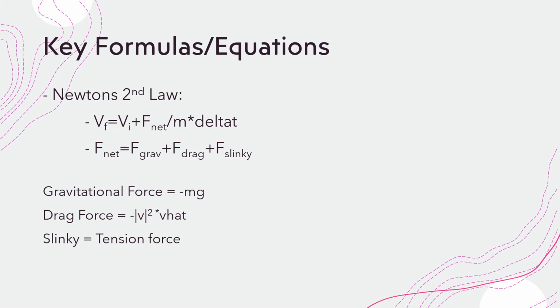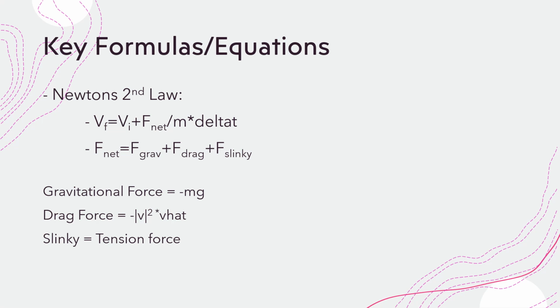Now, let's look at some key formulas and equations for this lab. First of them is going to be Newton's second law, which is velocity final is equal to velocity initial plus F net over m times delta t. Along with this, we have the F net, which is going to be equal to the force of gravity plus the force of drag plus the force of Slinky. We're going to be using these two equations primarily to find the velocity updates and the position updates of the Slinky along the way.